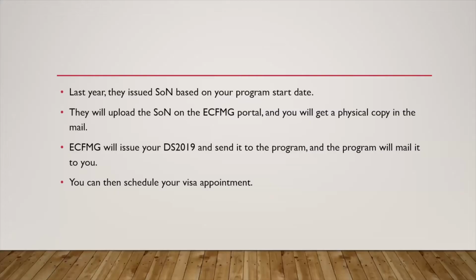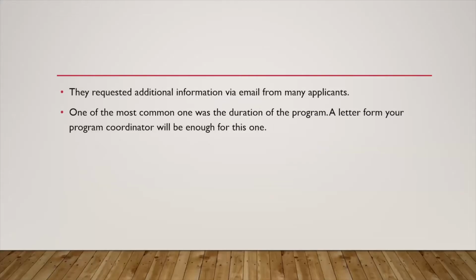The DS 2019 is issued to your program. Once your program coordinator receives the DS 2019, they will mail it to you wherever you are, in India, in US, wherever you want. Just give the program your address, they will mail it to you. Once you get the DS 2019, that's when you can schedule your visa appointment. And after that, it's just the visa interview and all that.